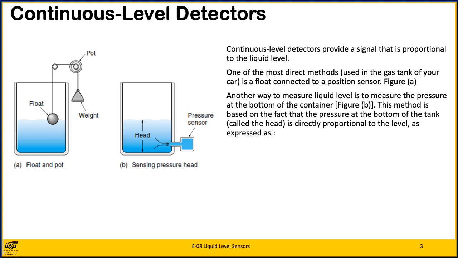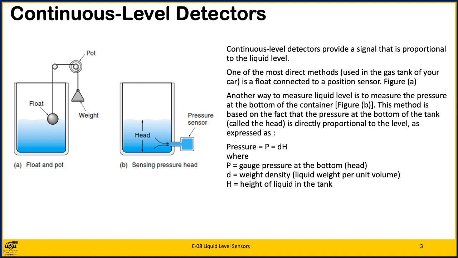Another way to measure liquid level is to measure the pressure at the bottom of the container, Figure B. This method is based on the fact that the pressure at the bottom of the tank, called the head, is directly proportional to the level, as expressed as pressure P equals D times H, where P is the gauge pressure at the bottom, D is the weight density, the liquid weight per unit volume, and H is the height of liquid in the tank.